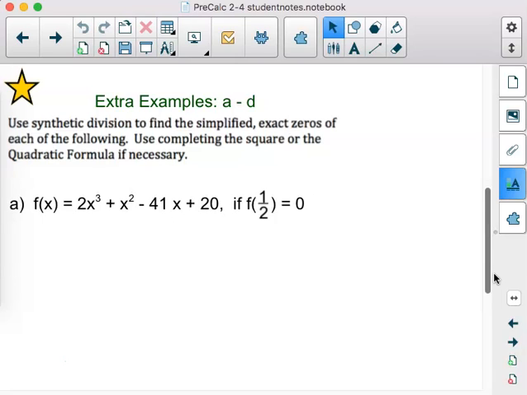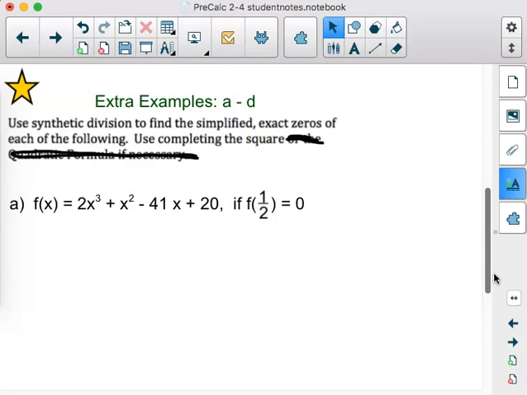So extra examples A through D, because we haven't seen every case. Use synthetic division to find the simplified exact zeros of each of the following. Use completing the square, and we're going to stop there, because as I told you, the derivation of the quadratic formula takes calculus. And if we haven't seen how something is derived, and if we can't prove it, we really shouldn't be using it. So we will use completing the square on a couple of these today as we go through.